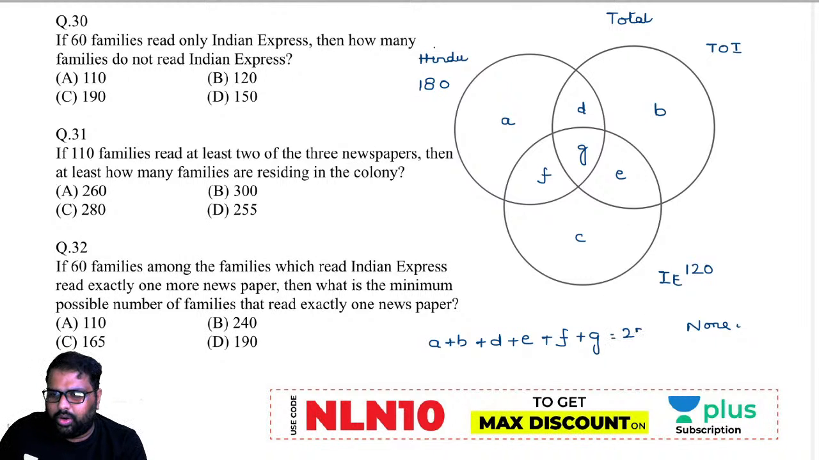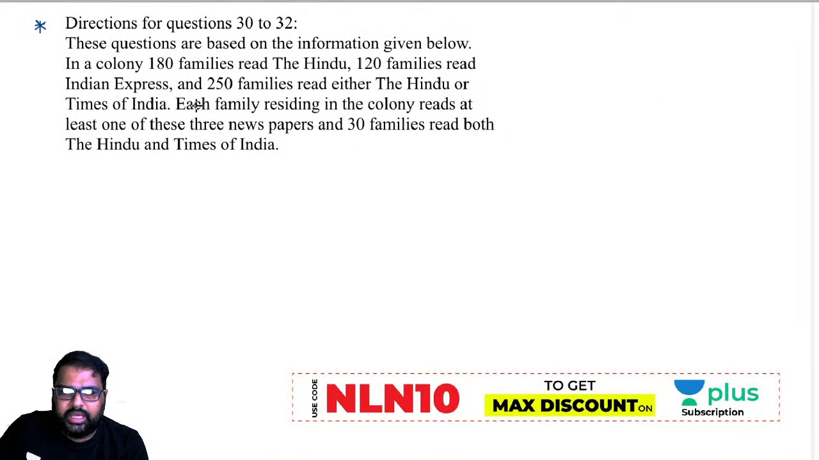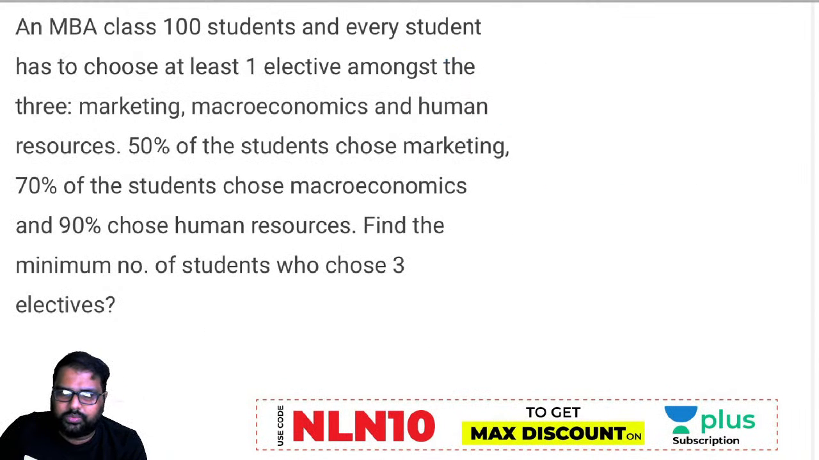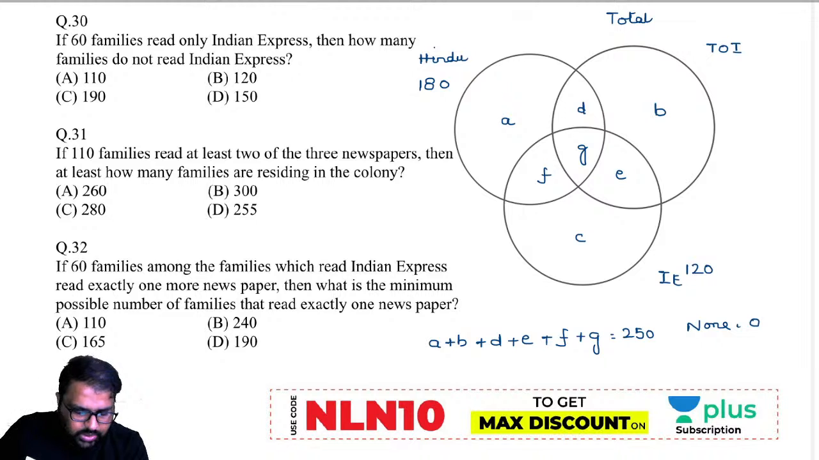Why I'm not taking none means, look here, each family residing in the colony reads at least one of the 3 newspapers. That means none is equal to 0. I'm avoiding this none here, right? Okay, none must be avoided. None must not be there.